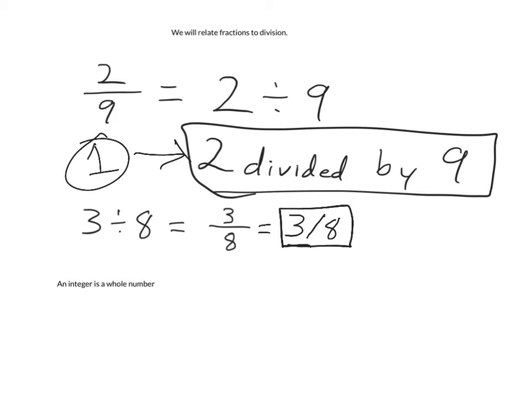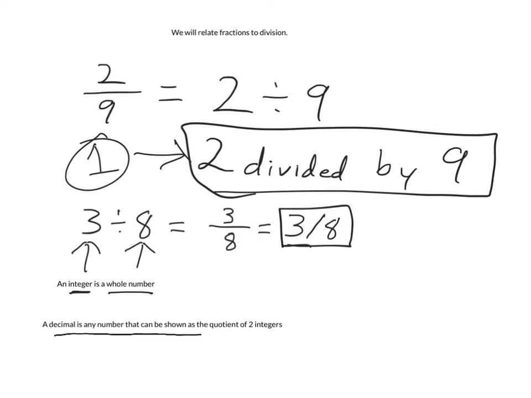Now I want to talk to you about one more thing. So an integer is a whole number. That means 3 is an integer, 8 is an integer. Any whole number is an integer. So now I just want to point out that a decimal is any number that can be shown as a quotient of two integers. So let me give you an example because this is kind of neat to me.